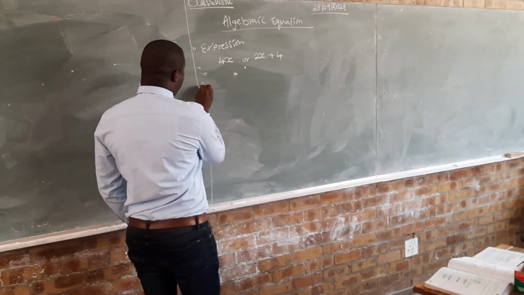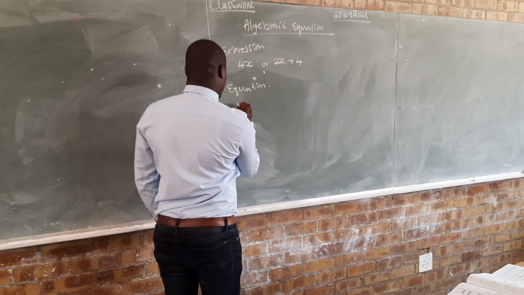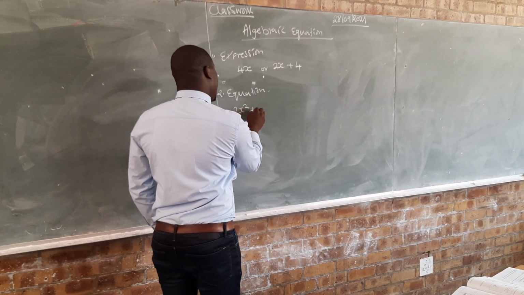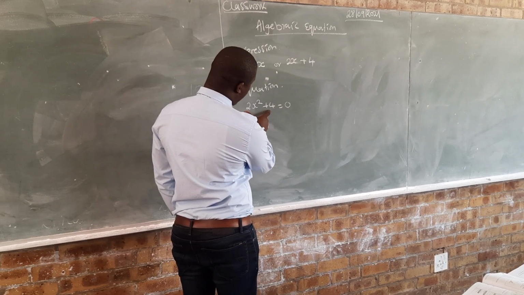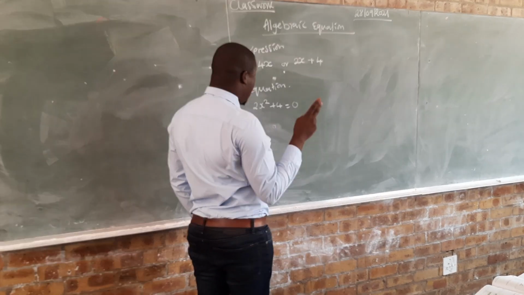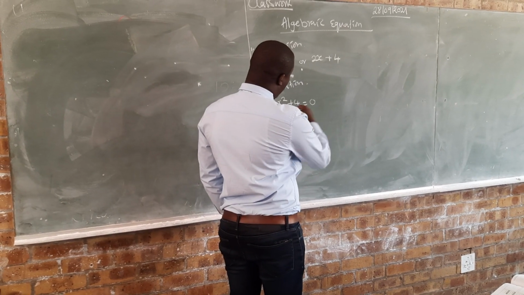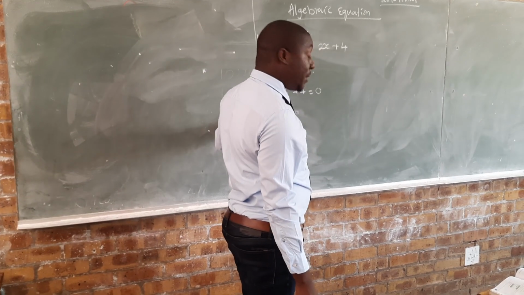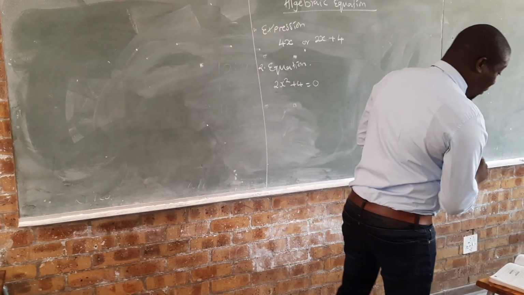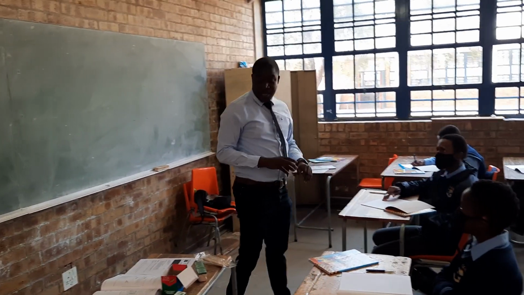But an equation, we can have like this: 2x squared plus 4 equals 0. The 2x squared plus 4 and the 0 are two expressions, and they are equated. So this we refer to as an equation. Therefore I want to give you a classwork, where I want you to differentiate between equation and expression.